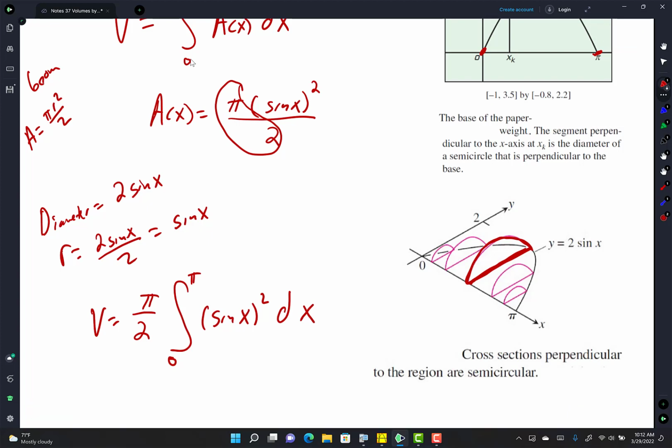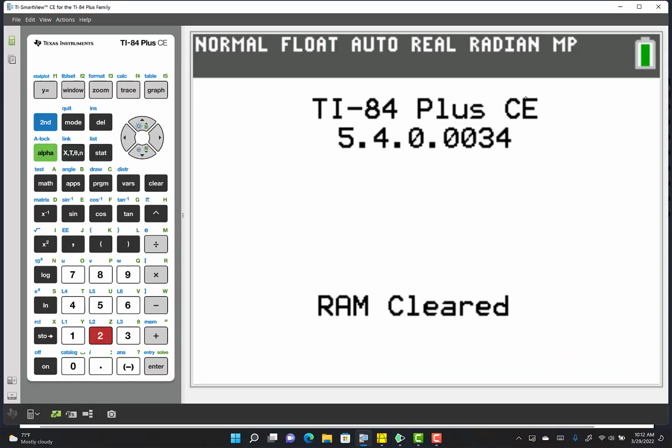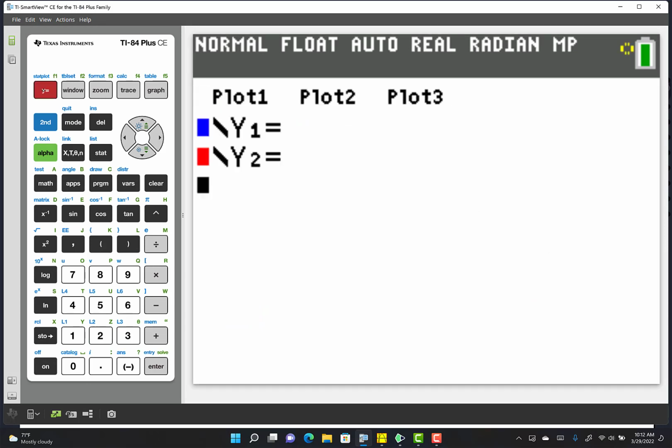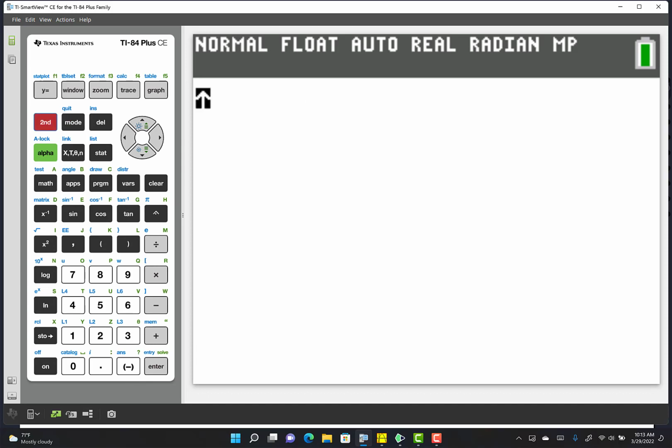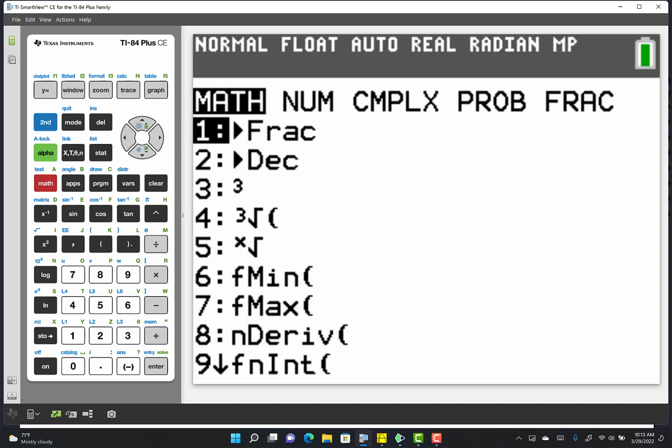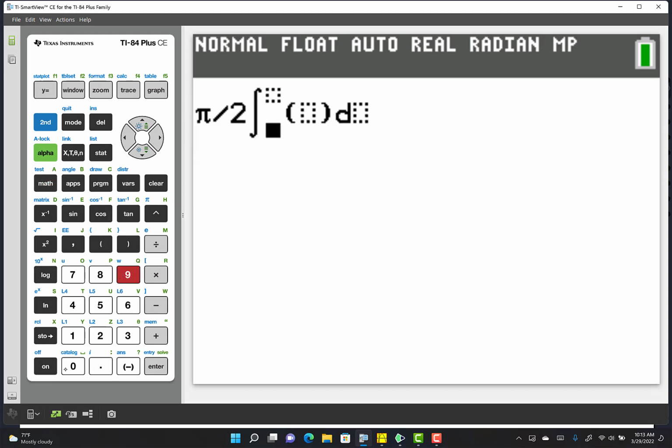Type this into your calculator. Make sure you are in radian mode. These will probably be a calculator question. Take out your calculator, guys. Let me take out mine. The best way to do it, in my opinion, is I would just type sine x right here on y1. And then I'm going to do pi over 2, math number 9, from 0 to pi, and I'm just going to put y1 squared.